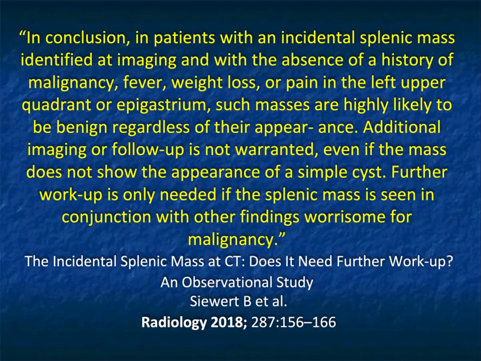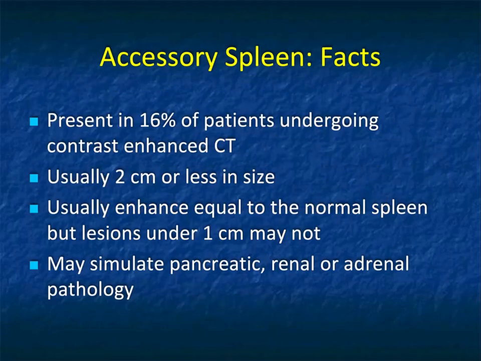And again, a conclusion. In patients with an incidental splenic mass identified at imaging and with the absence of a history of malignancy, fever, weight loss, or left upper quadrant pain, such masses are highly likely to be benign regardless of their appearance. Additional imaging or follow-up is not warranted, even if the mass does not show the appearance of a splenic cyst. Further workup is only needed if the splenic mass is seen in conjunction with other findings worrisome for malignancy. So what Seward is saying in this article is solitary splenic lesions with nothing else, and no symptoms, no history, no fever, nothing else is benign, and let's not worry about it.